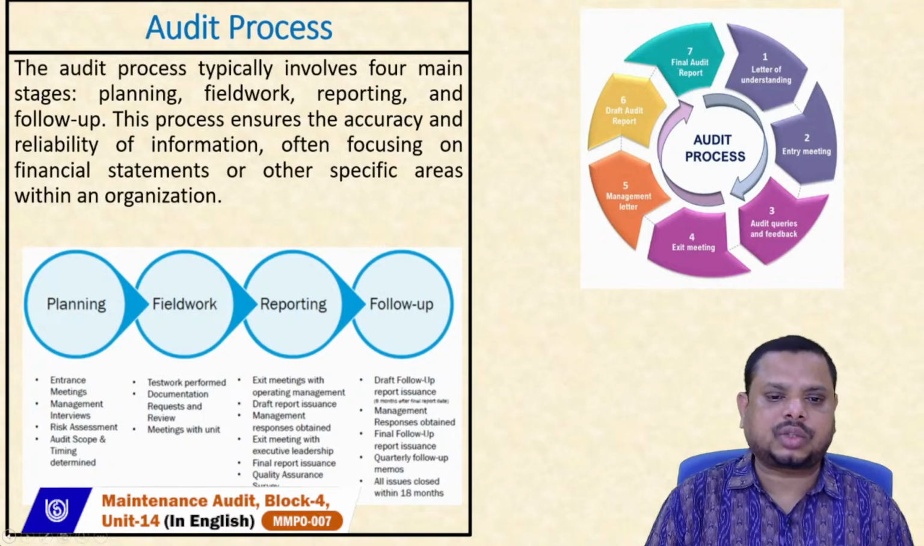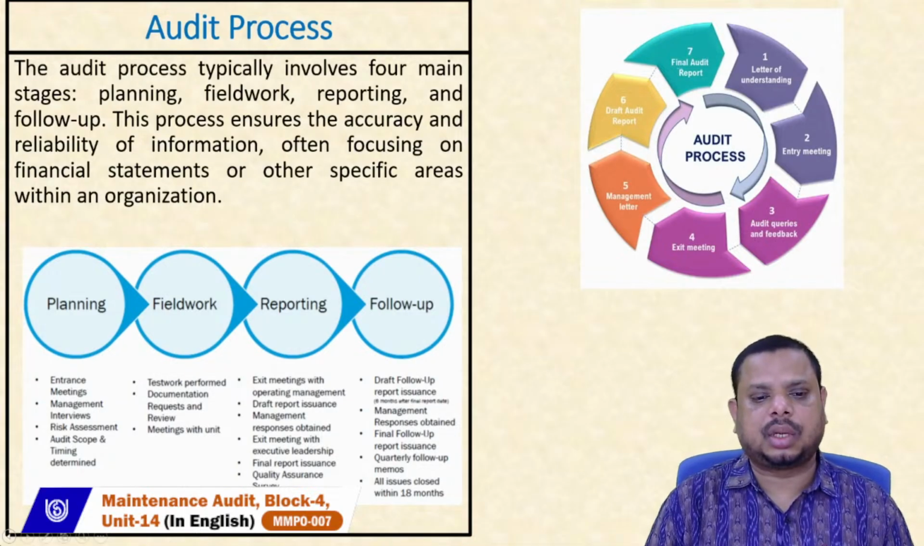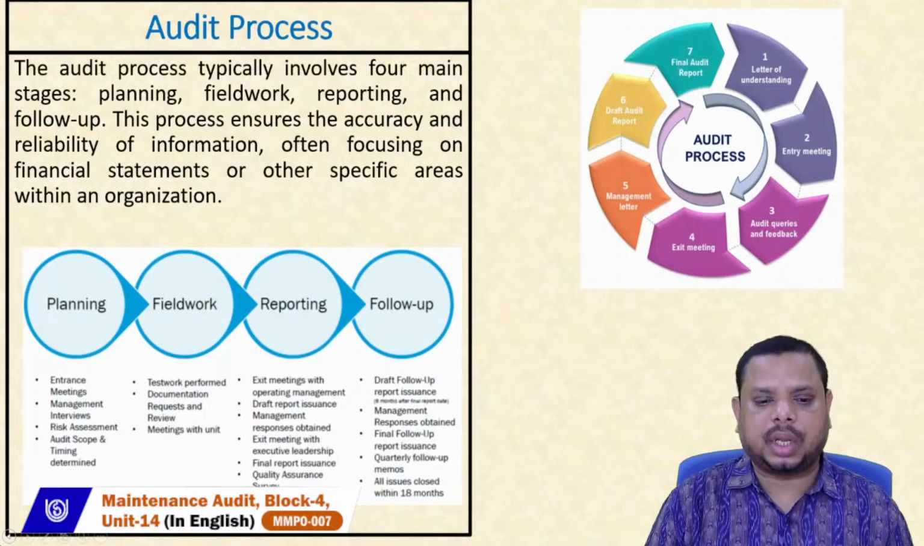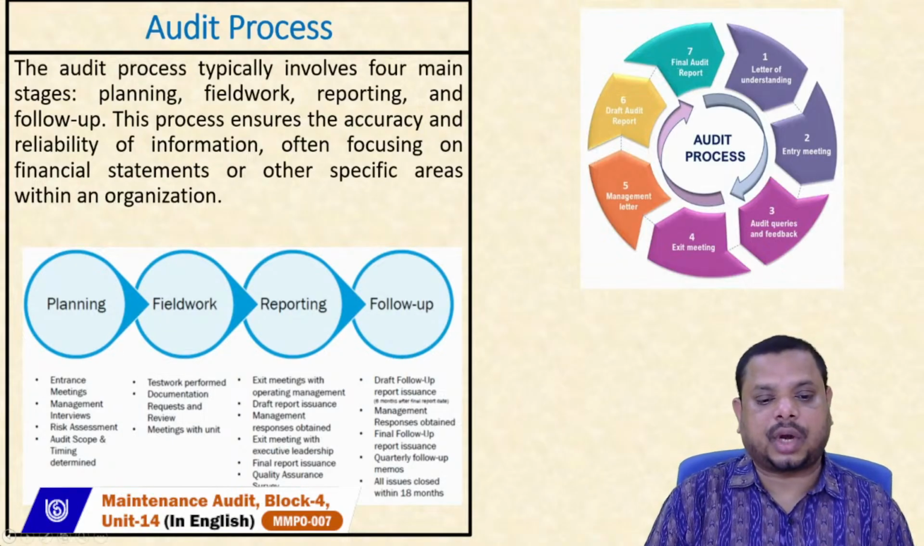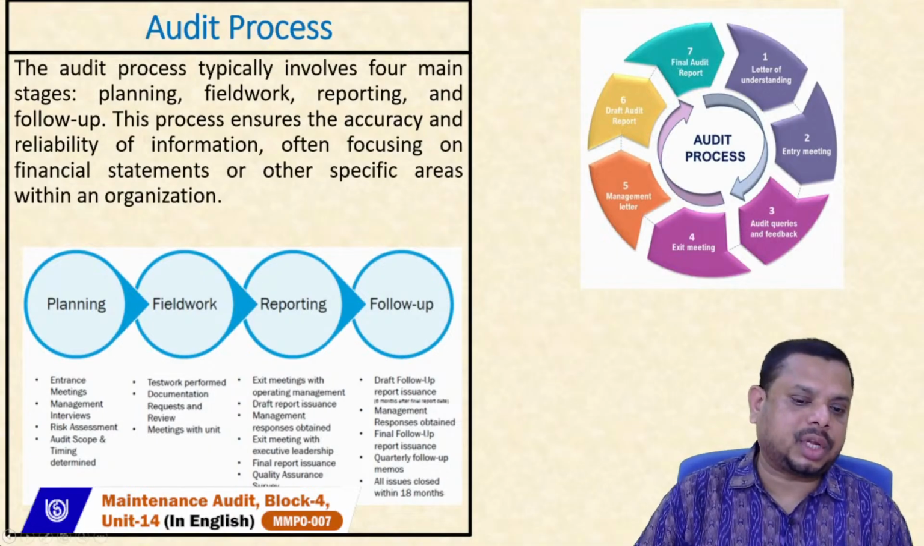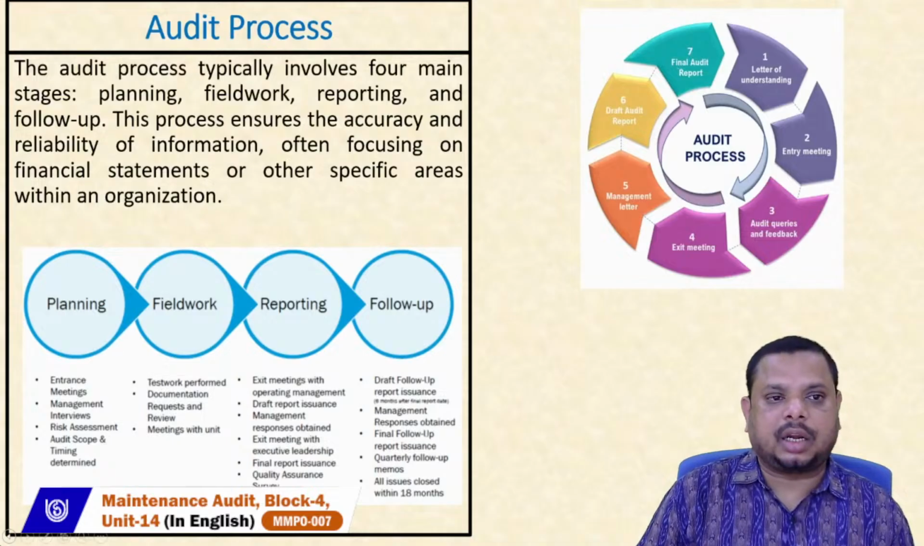The last one is follow-up. After reporting, the draft follow-up report is issued, and this is done about 6 months after the final report date. The next steps are management response obtained, final follow-up report issuance, and quarterly follow-up memos released, and all issues closed within 18 days. So this is the entire audit process, which runs from the first month to a maximum of about 1.5 years when conducting any kind of audit.